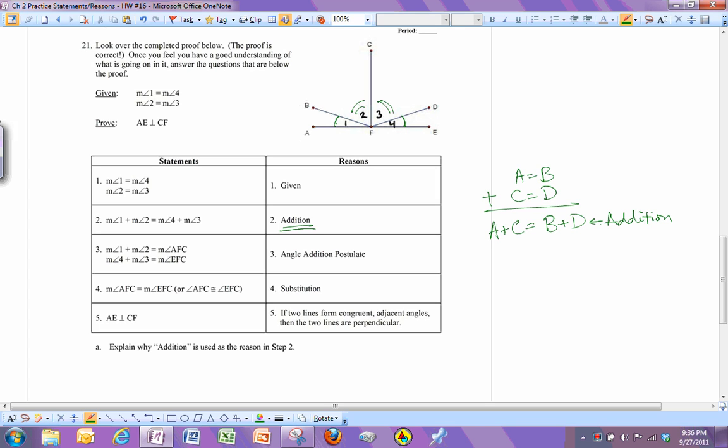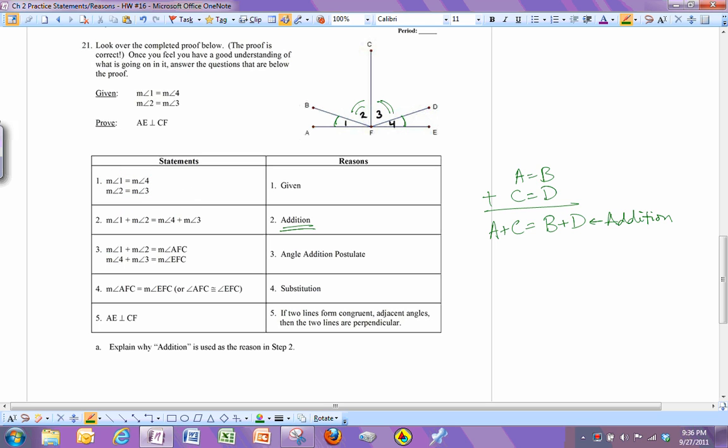If we look at that, that's exactly what happens in our proof. We've got 1 and 2 on this side give us this when we add, and 3 and 4 give us that when we add. Okay, so let's put that on hold for now. I'll come back to that later.